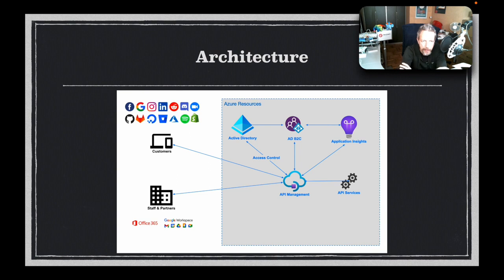How does it look? Well, for your customers, you can select any OAuth or Open ID Connect provider. The more that you provide, the more people you can reach. For your staff and partners, you can integrate with Office 365 or with Google Workspaces, which works decently out of the box. Azure Active Directory provides access control on your APIs, and it also allows the B2C integration with the OAuth and OpenID Connect providers.